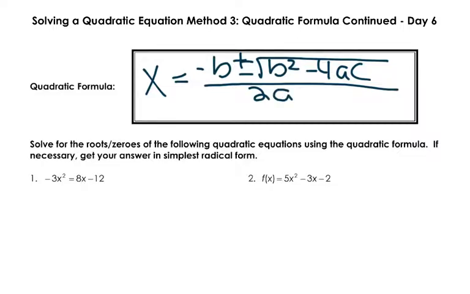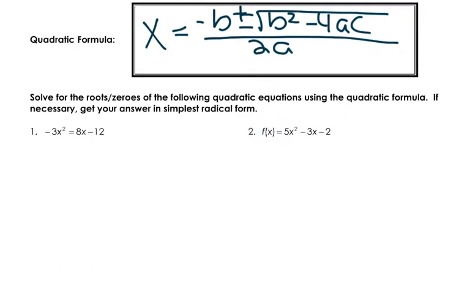Okay, so we are going to look at number 1. And like we said yesterday, the first step is that we want to make sure that this is equal to 0 and also in standard form. If you notice, this is not equal to 0. As a reminder, we never really want to work with negative x squared. So in this scenario, it's best that we move over the negative 3x squared by doing the inverse operation of adding 3x squared to both sides.